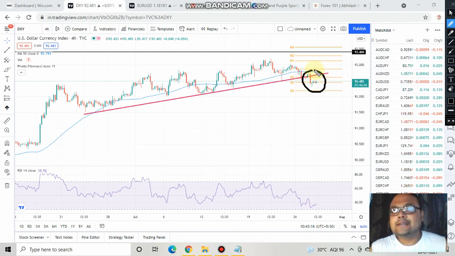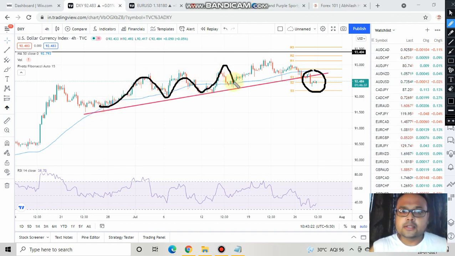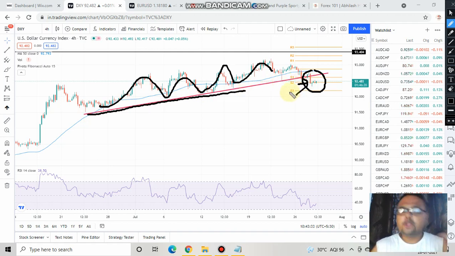You can see that the DXY or the US dollar chart was going up. It is in a bullish trend. But yesterday it broke the support here. It was respecting this trend line as a support. Yesterday when it broke the support here, then Euro USD and Pound US dollar saw an up move.